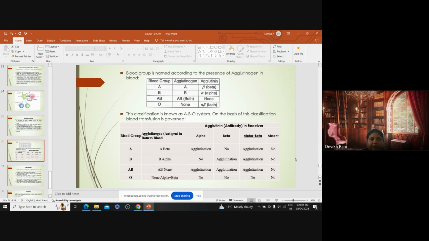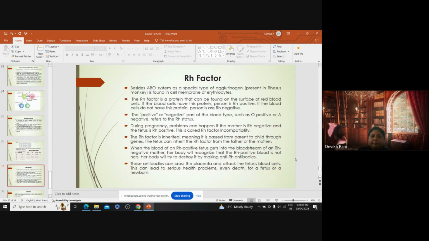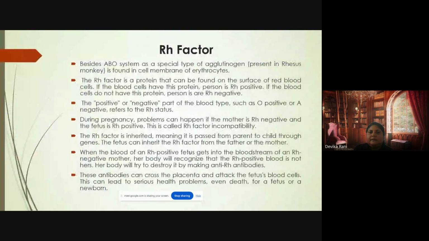Now, another factor which is considered in a blood group is the Rh factor. This was initially found to be present in a rhesus monkey. Besides the ABO system, a special type of agglutinogen is found in the cell membrane of erythrocytes, RBCs.